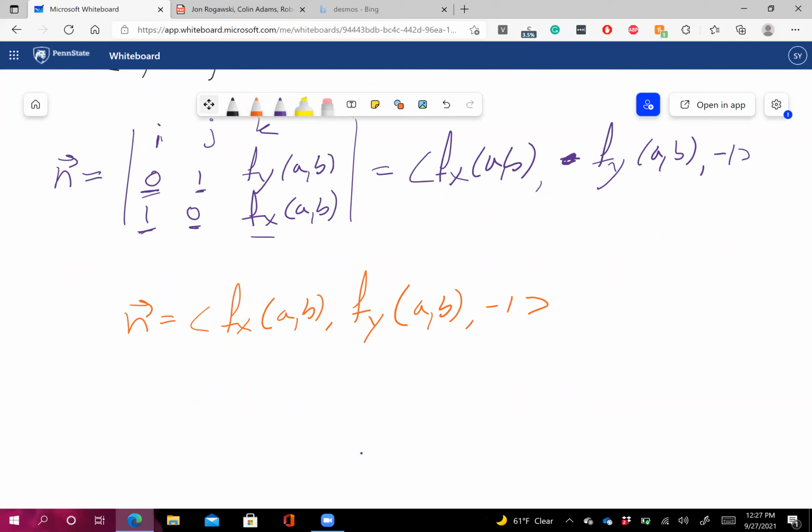So now we can use the formula for planes, which says that we want the normal vector dotted with the vector (x minus the x component of the point in the plane, which is a, y minus b, and z minus c). And we want this whole thing to be equal to 0.